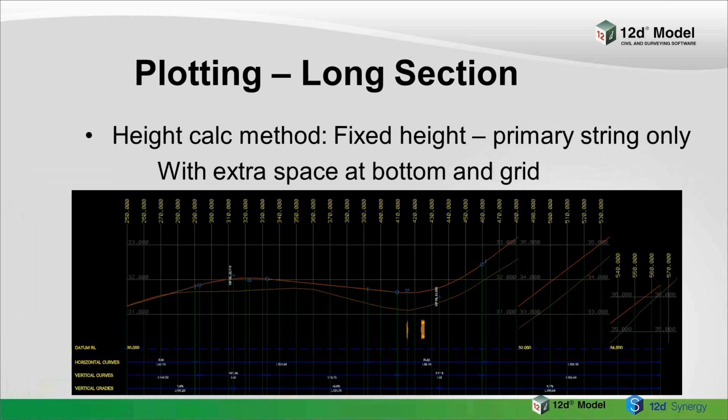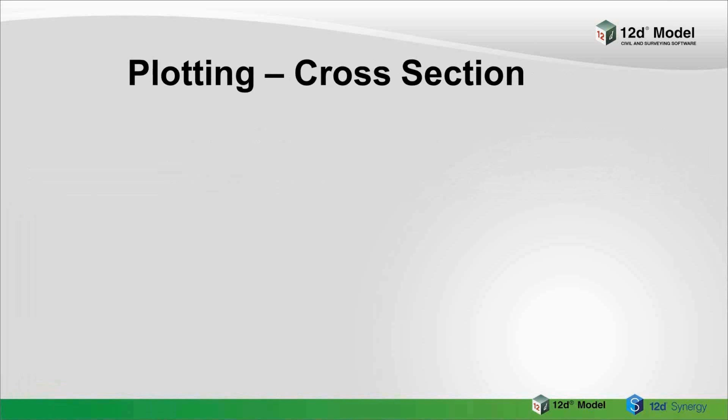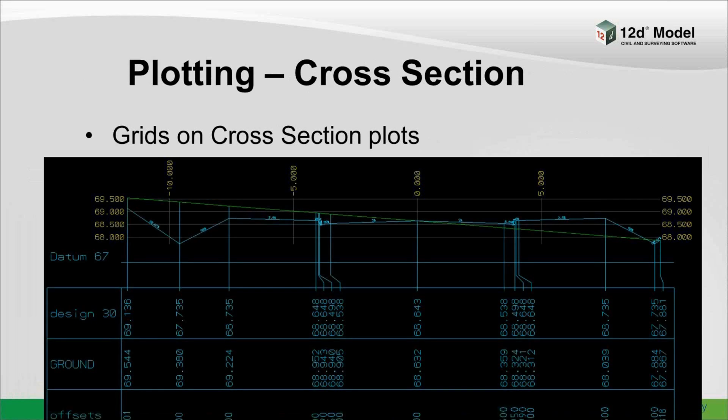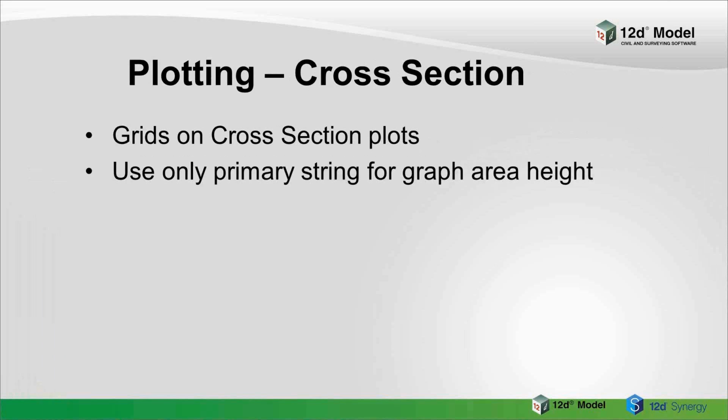With that, you can also have grids, as well as the extra space, and you can see there this grid's been labelled on the left and the right, and you just put it the right way so they don't overwrite each other. And of course the grids won't line up once you get a datum break, but it all can be done. With cross-section plotting, you can have grids on cross-section plots. You can use only the primary string for the graph height area, the same idea as for the long section, and then the extra space in that top and bottom can give you a little bit more than just the primary string being shown.